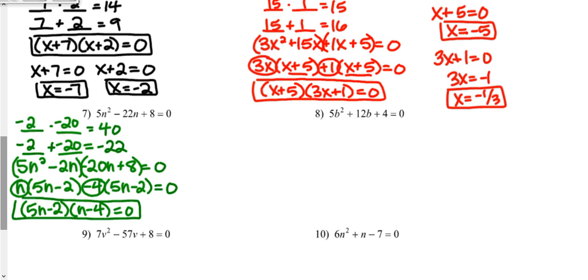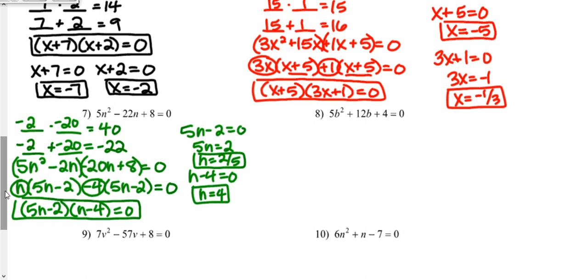And then with your zeros, we're going to set 5n minus 2 equal to 0, and also n minus 4 equal to 0. So in this first one, if I add 2 to both sides, I get 5n equals 2, and if I divide by 5, I get n equals 2 fifths. On the second one, if I add 4 to both sides, I get n equals 4.